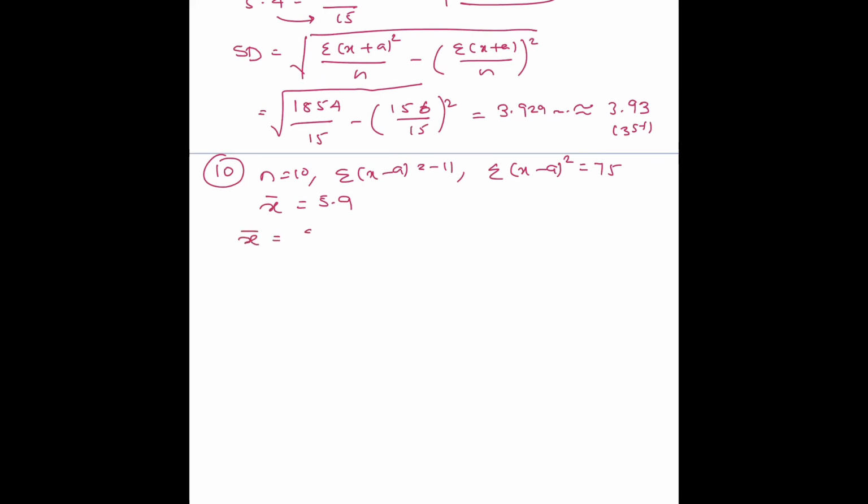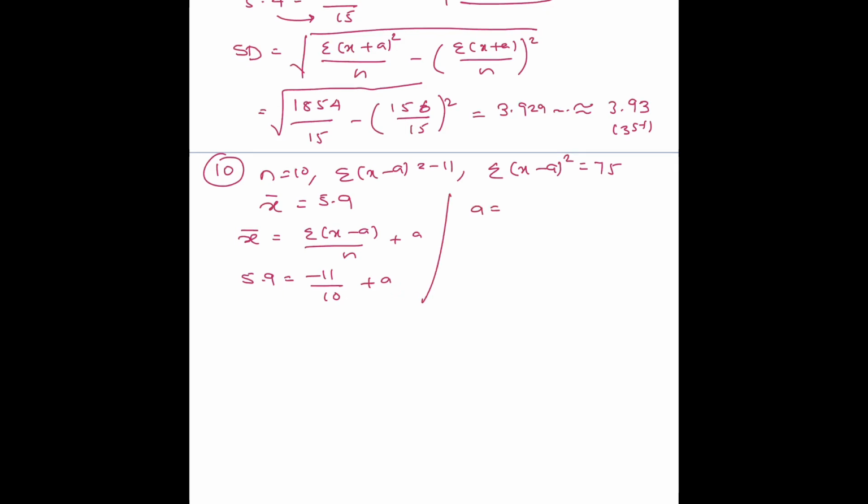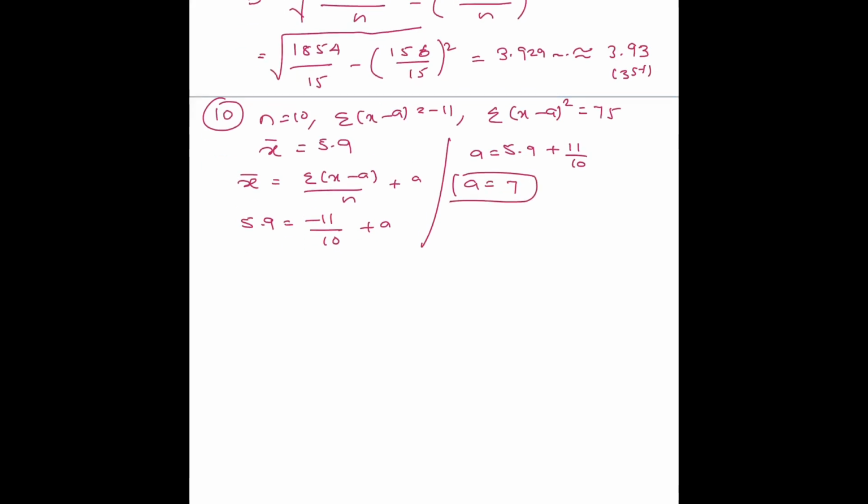Let's try this. X bar is sigma (x minus a) over n plus a. So 5.9 is negative 11 over 10 plus a. So a is 5.9 plus 11 over 10. My bad. So a is 7.